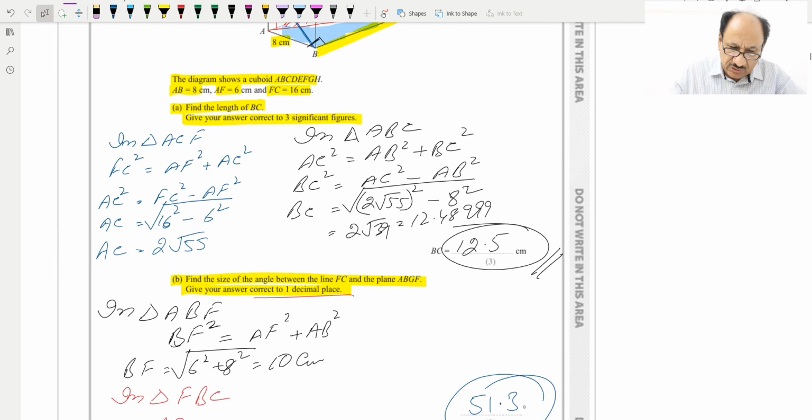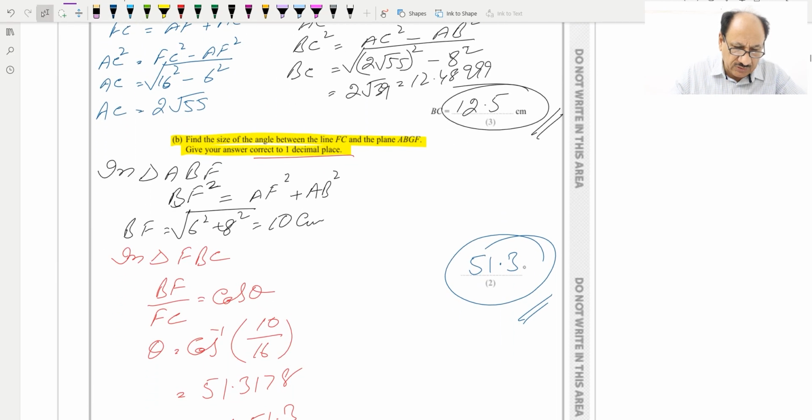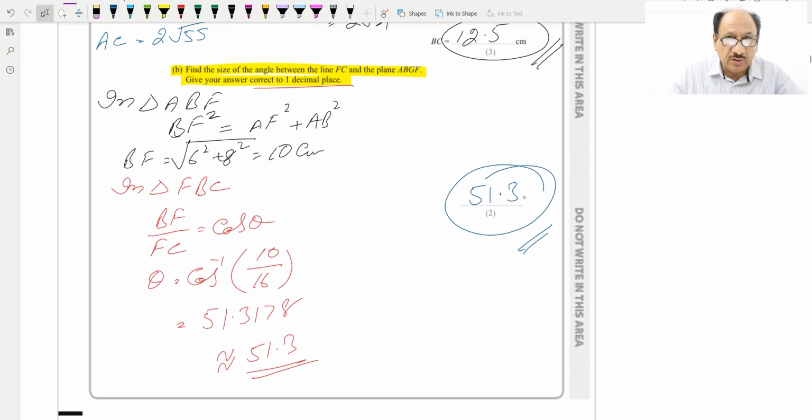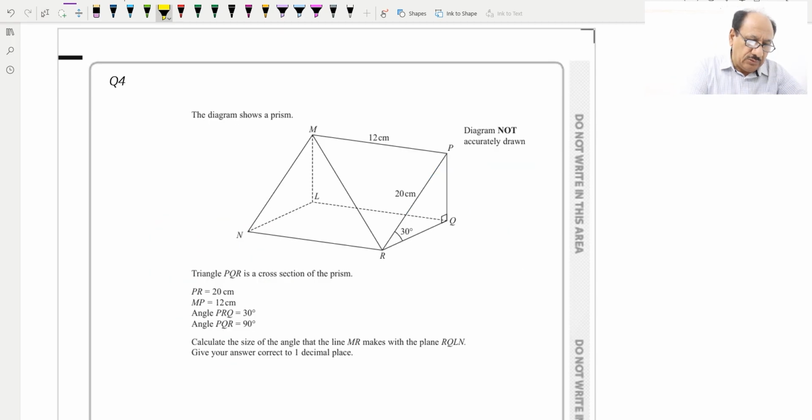So this question was a 2 plus 3, 5-mark question. Hopefully you understood this question. Question number 4. Diagram is not accurately drawn. The diagram shows a prism. Again there is a prism, and we need to understand the question on the basis of the given information which they have provided.